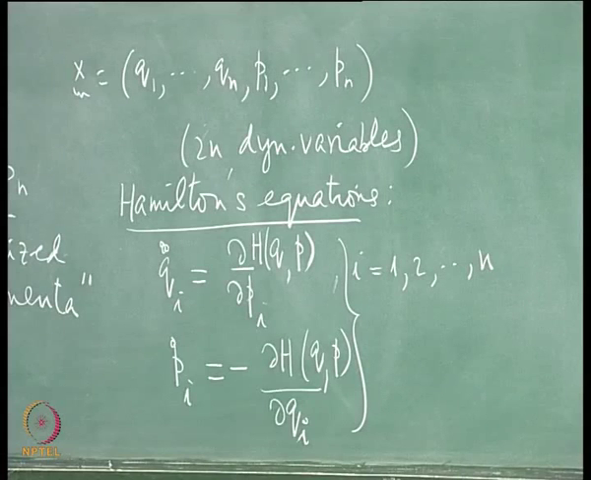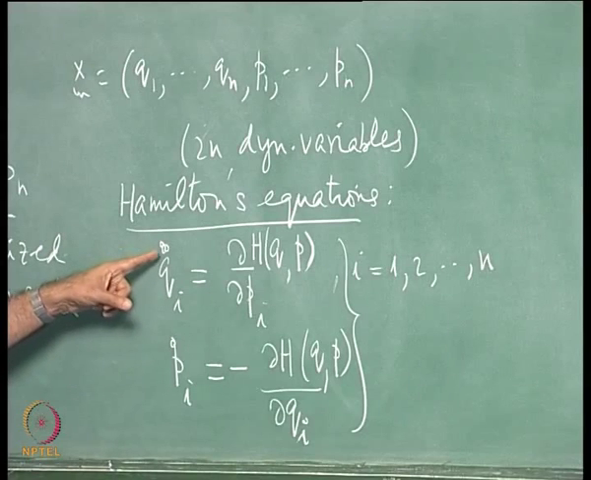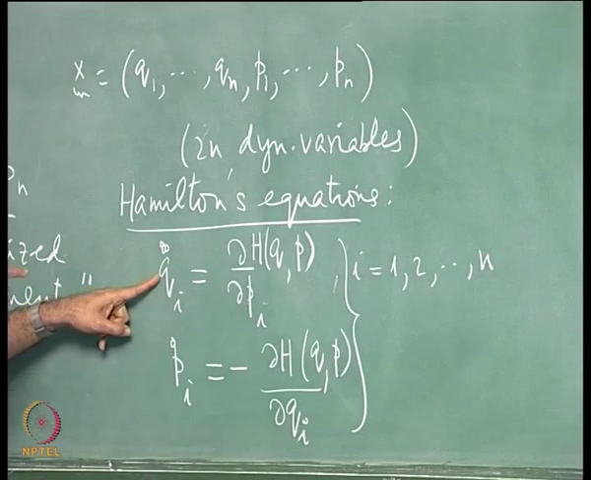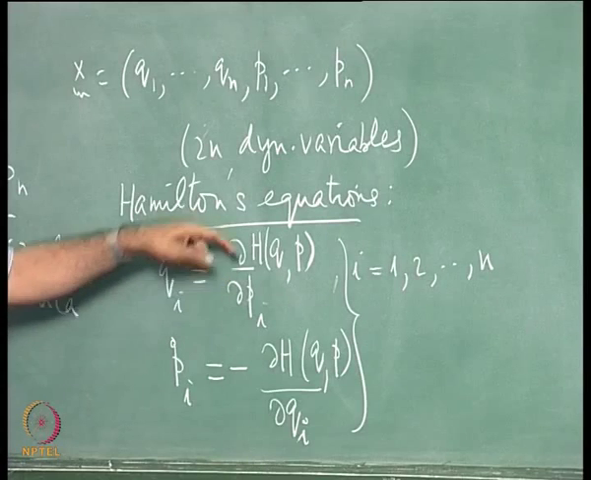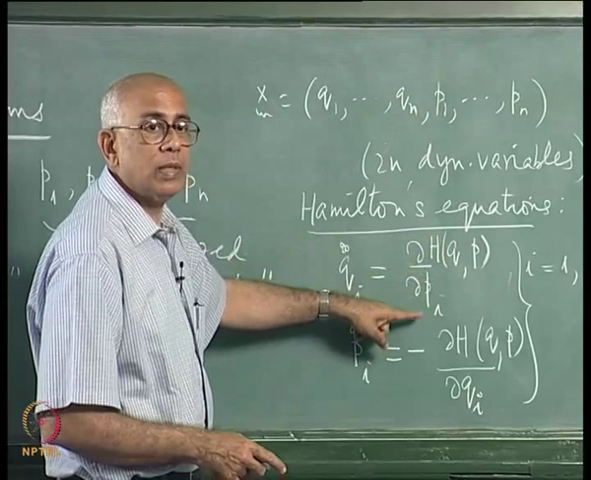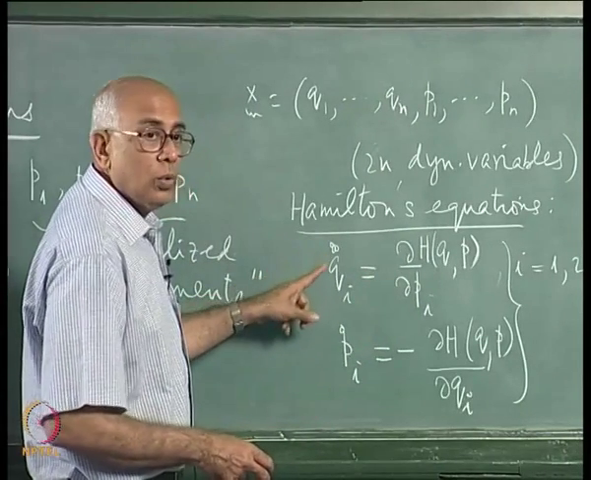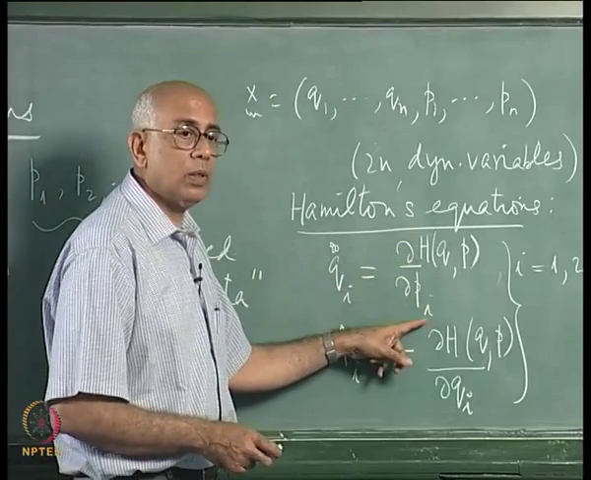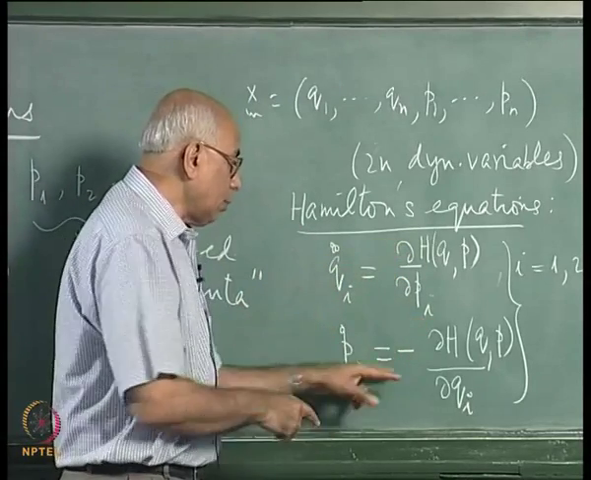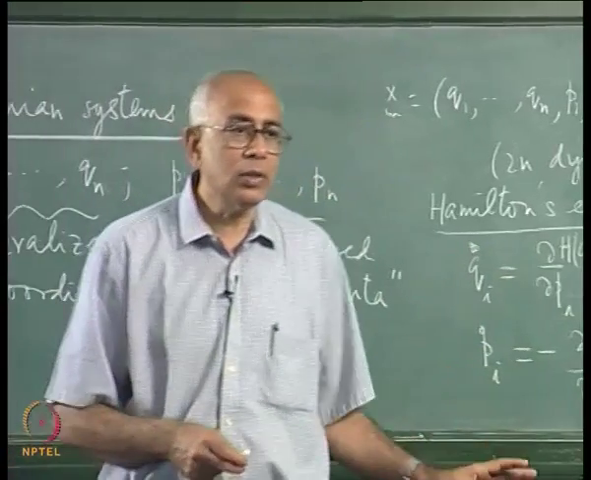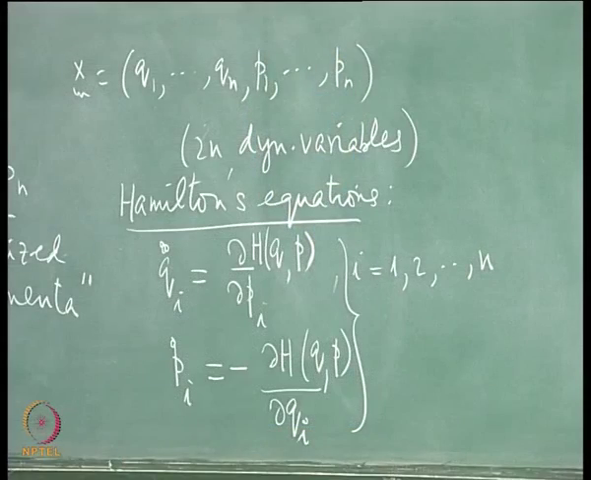It is not a gradient system, because a gradient system would imply that the time derivative of each dynamical variable is the partial derivative of some scalar function with respect to the same variable. But that is not happening here. The time derivatives of the q's are partial derivatives with respect to the conjugate p's and vice versa, but with a minus sign. And this minus sign is crucial, it is very, very important. This is the general structure of equations when you look at particles moving in a potential, for instance.